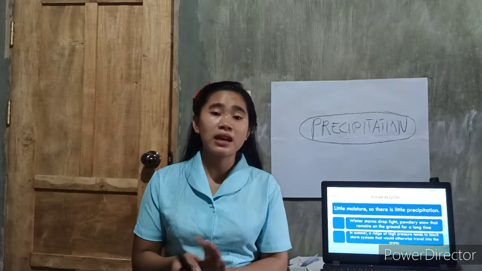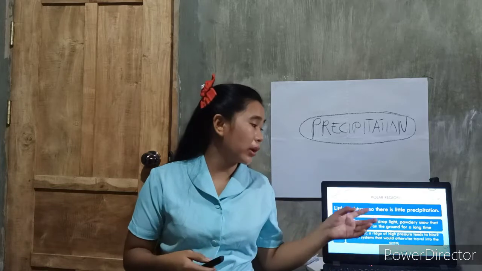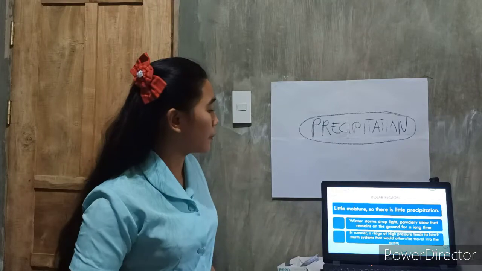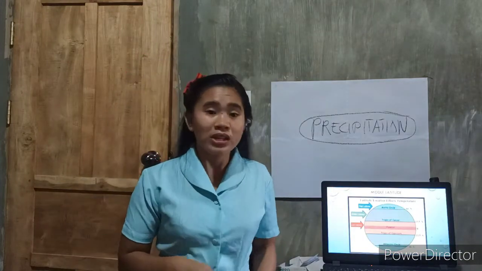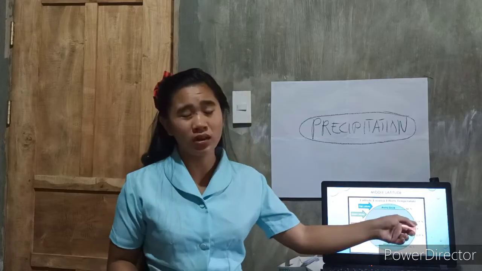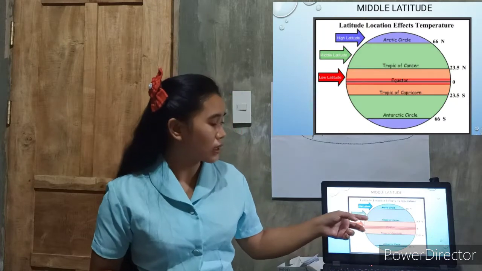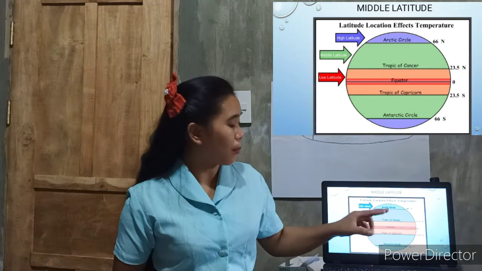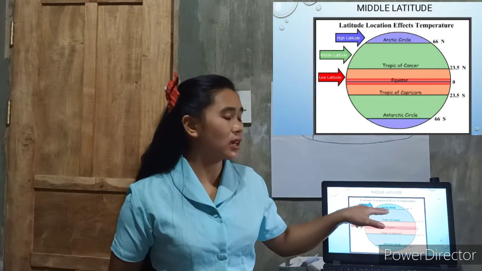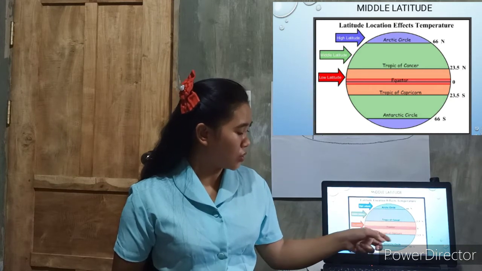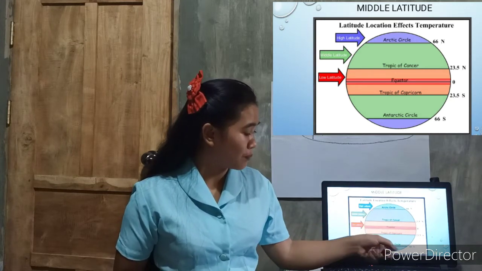Okay, so that is the precipitation in our polar region. Next, let's move on to our middle latitude. When we say middle latitude, as we can see in our map, this is the low latitude, which comprises our tropical region. The middle latitude is from above the Tropic of Cancer to the Arctic Circle. So this one is our middle latitude and our southern middle latitude.